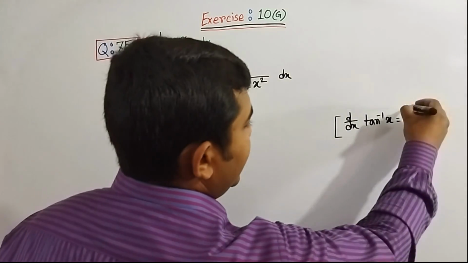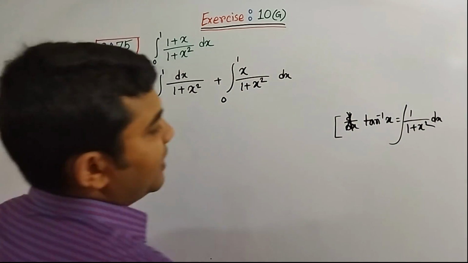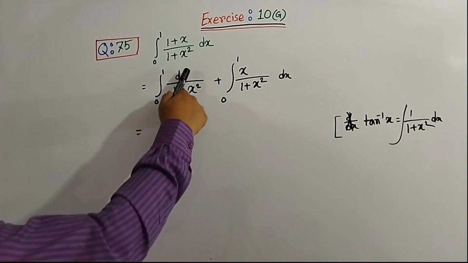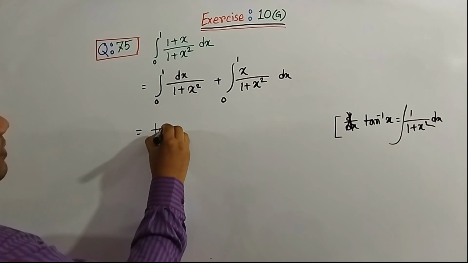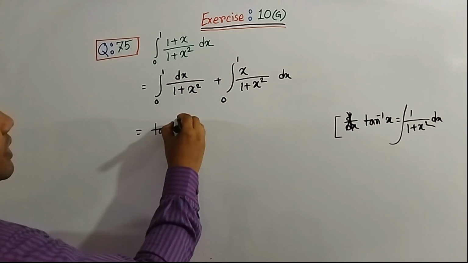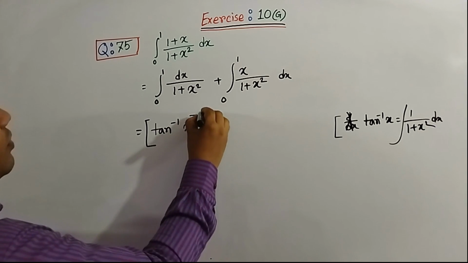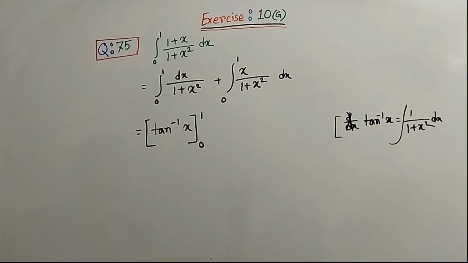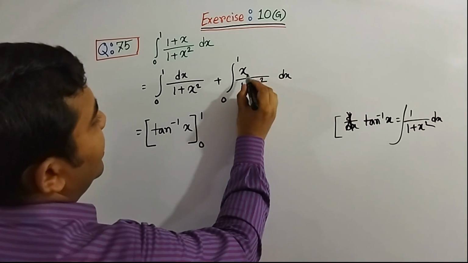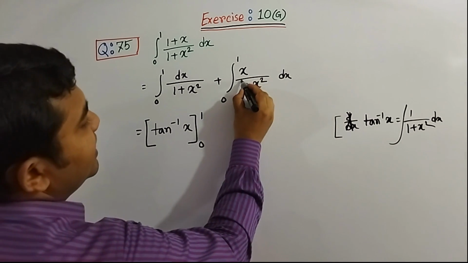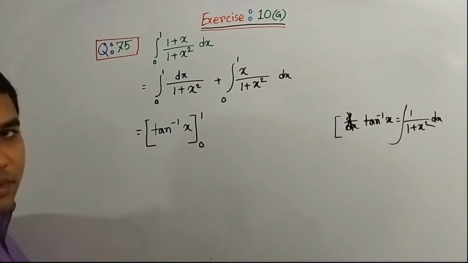So now if we integrate this part, then we get tan inverse x plus C. So here was 1 over 1 plus x square. If we integrate this part, that must be tan inverse x, and obviously the limits 0 to 1 will be there. And here we have seen that this is x square and here is x. So if we differentiate this part, then we will get 2x, isn't it?